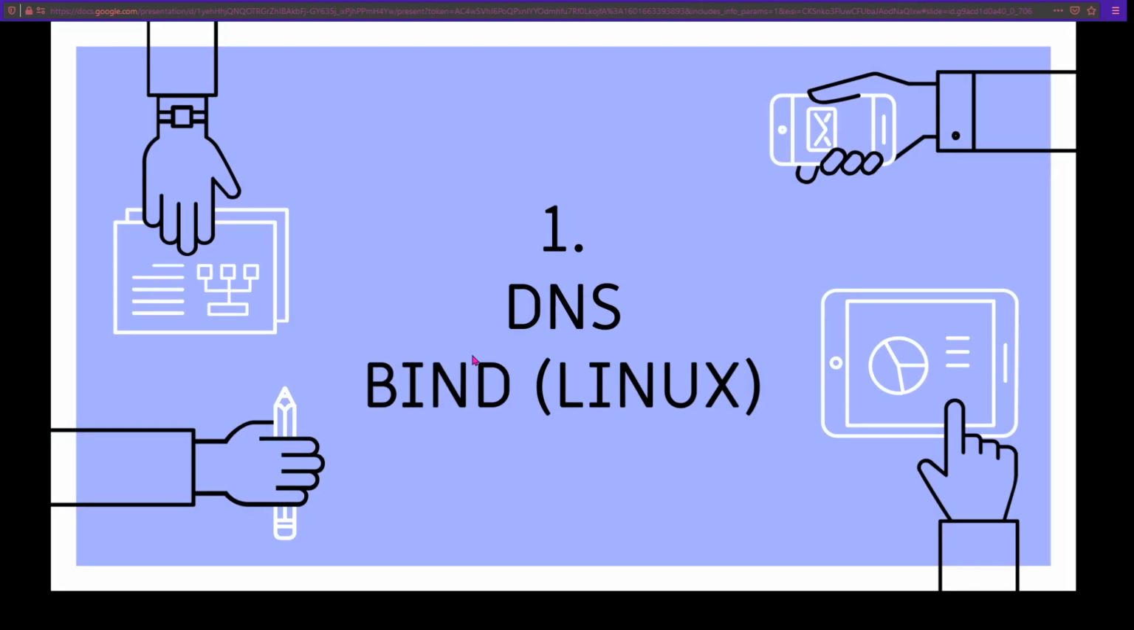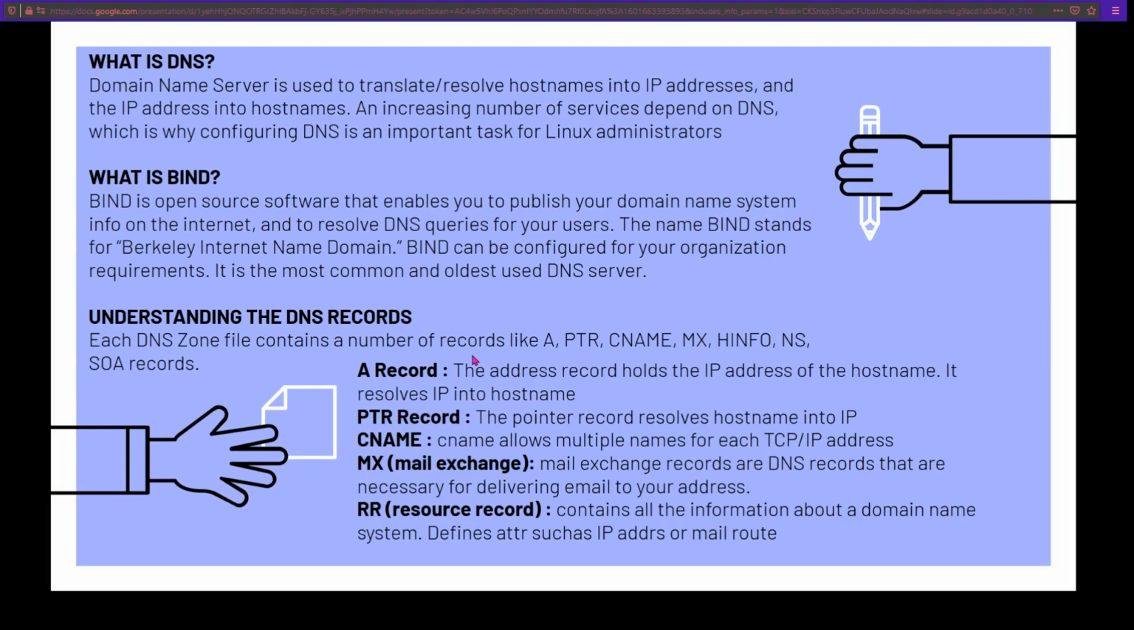So looking at Bind9, I have some basic terms for DNS on this slide. Domain name server is how we translate and resolve host names into IP addresses. It's kind of like a phone book where we look up a business by a name and we'll get a phone number. It's hard for humans to remember numbers.